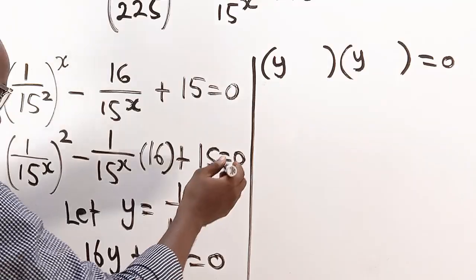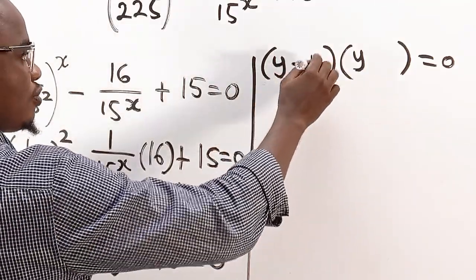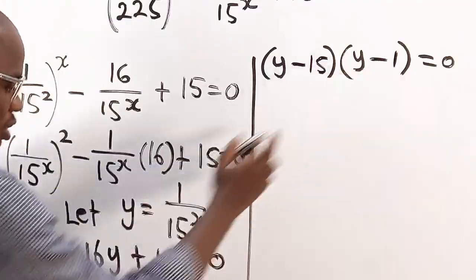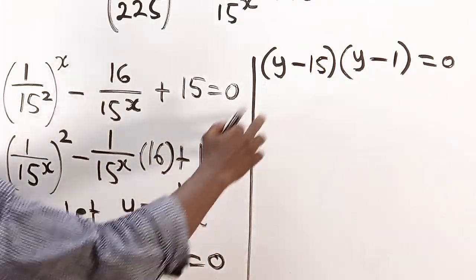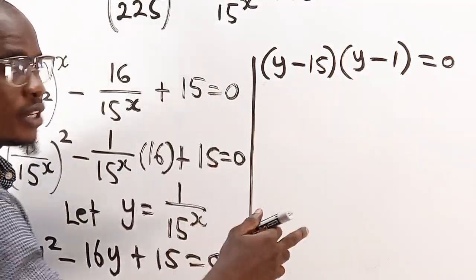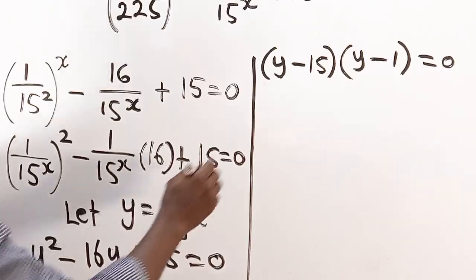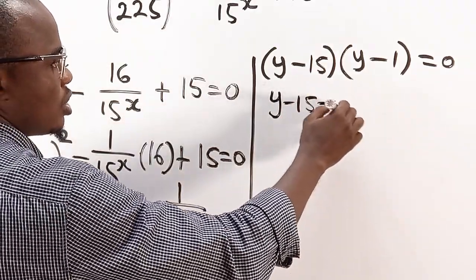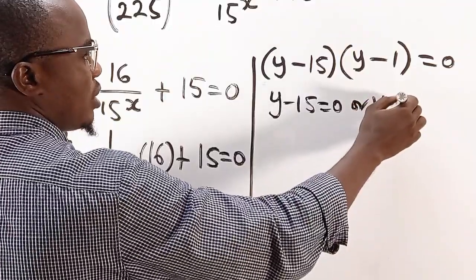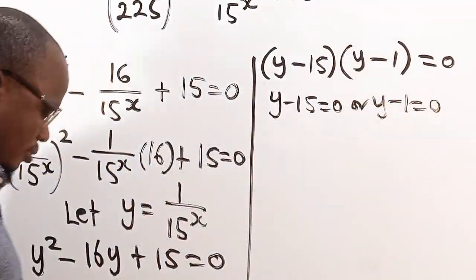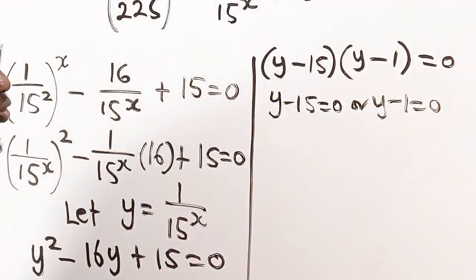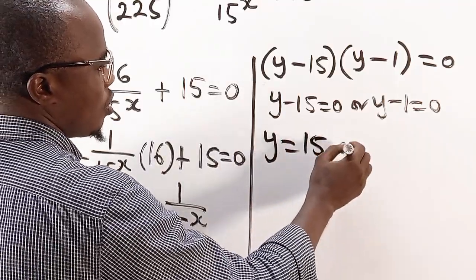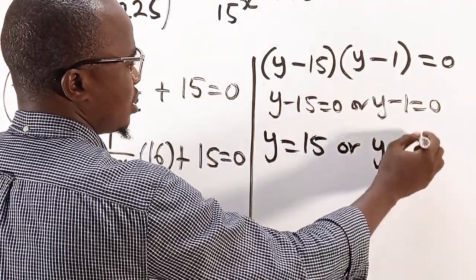So therefore, we're going to have minus 15 and minus 1. Minus 15 times minus 1 will give us plus 15, then minus 15 plus minus 1 gives us minus 16. So that we have y minus 15 equal to 0, or y minus 1 equal to 0. Are you following? So from there, we have y equal to 15 or y equals 1.